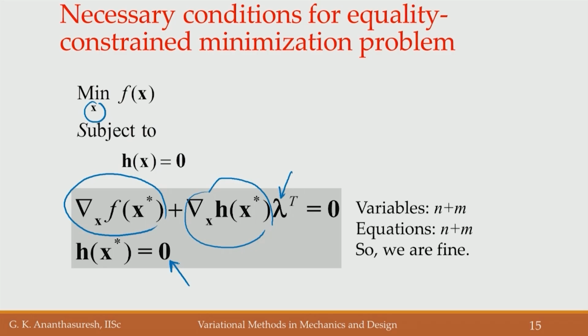Again, if you count how many equations there are, there are n equations here and m equations here, in total n plus m equations. How many variables do we have? We have n variables in x and then m variables lambda 1, lambda 2, lambda 3 up to lambda m. We have n plus m variables and n plus m equations, so again we are fine.